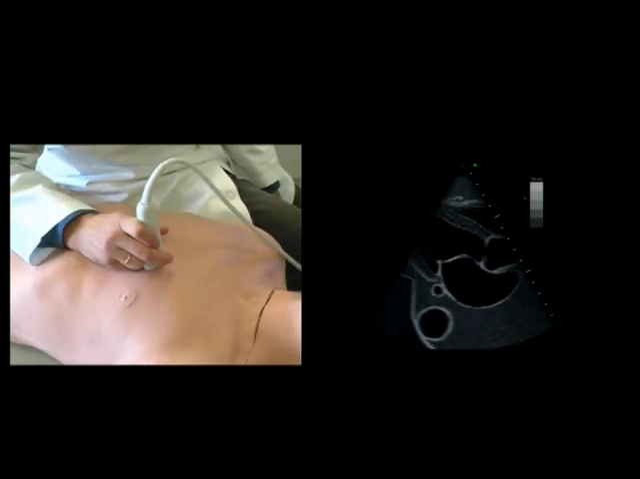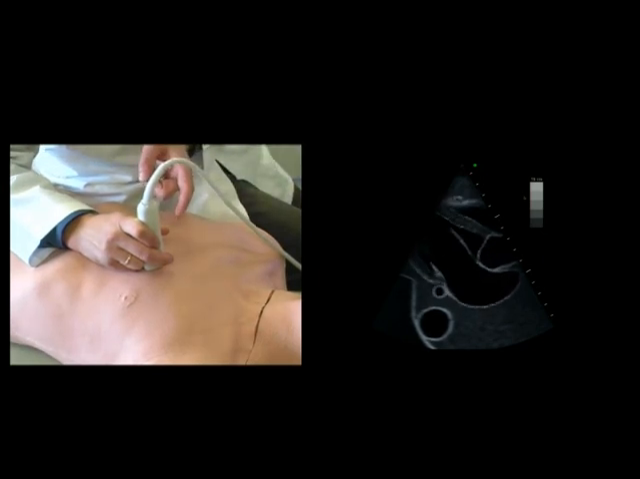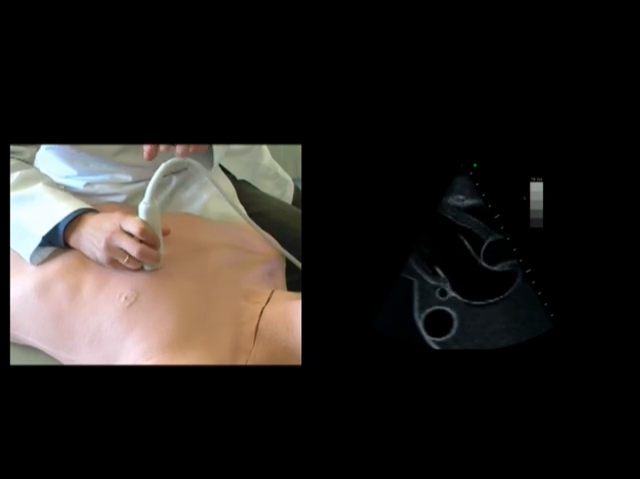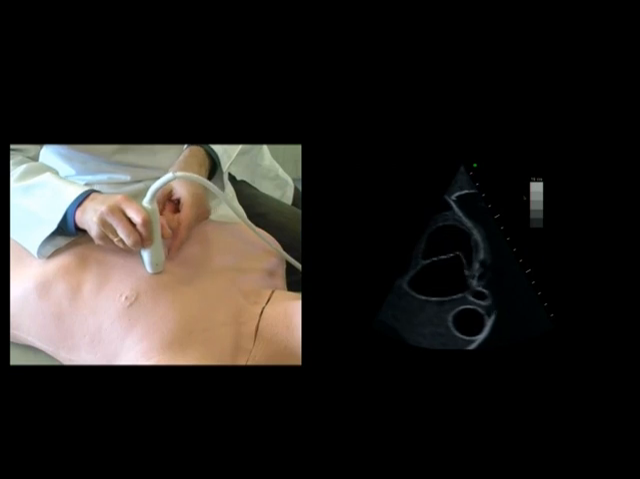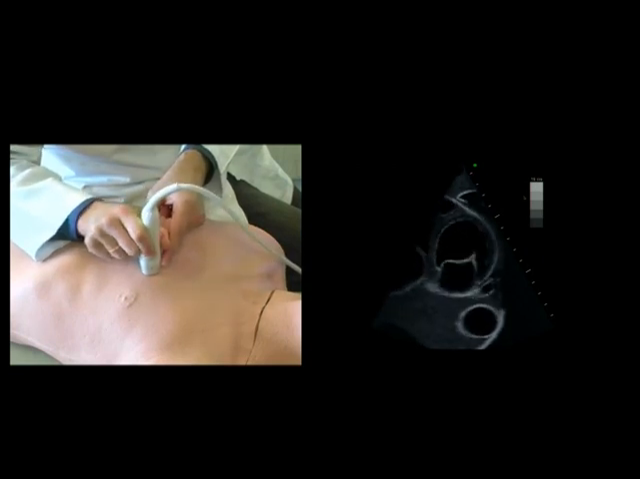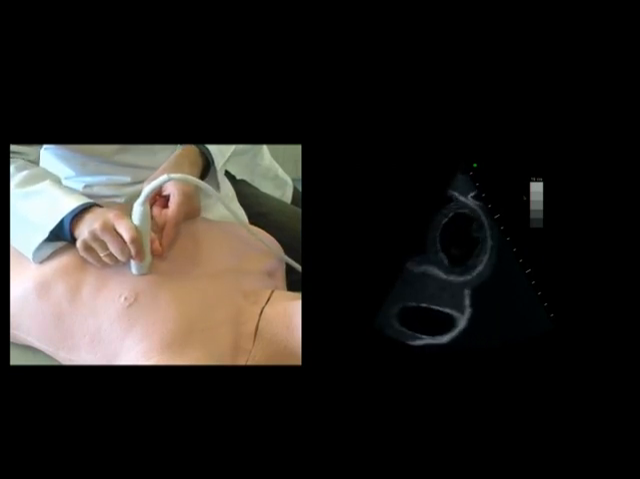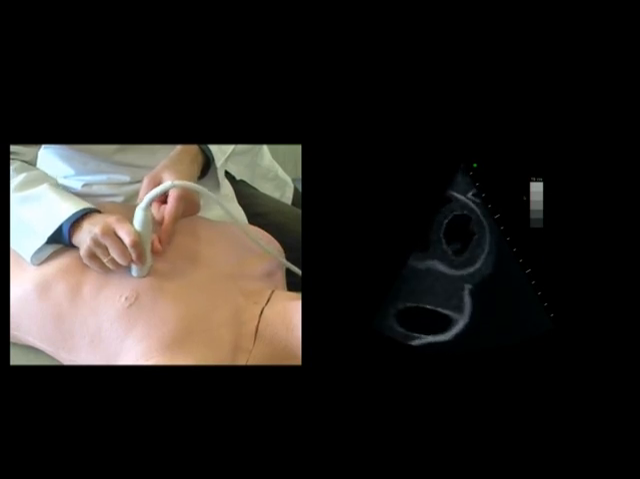The next view is the parasternal short axis view. Rotate the probe about 90 degrees clockwise to obtain the parasternal short axis view. The index mark should point towards the patient's left flank or left shoulder. You're going to have to slide and tilt the probe to obtain the appropriate image.